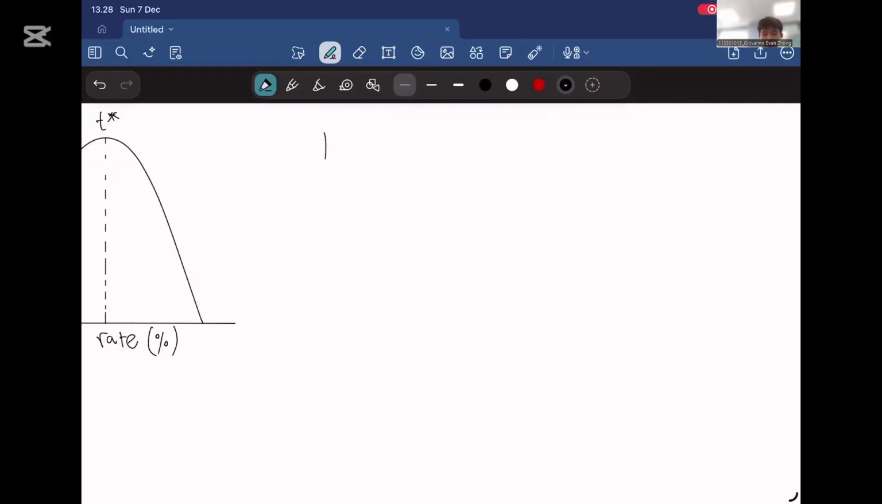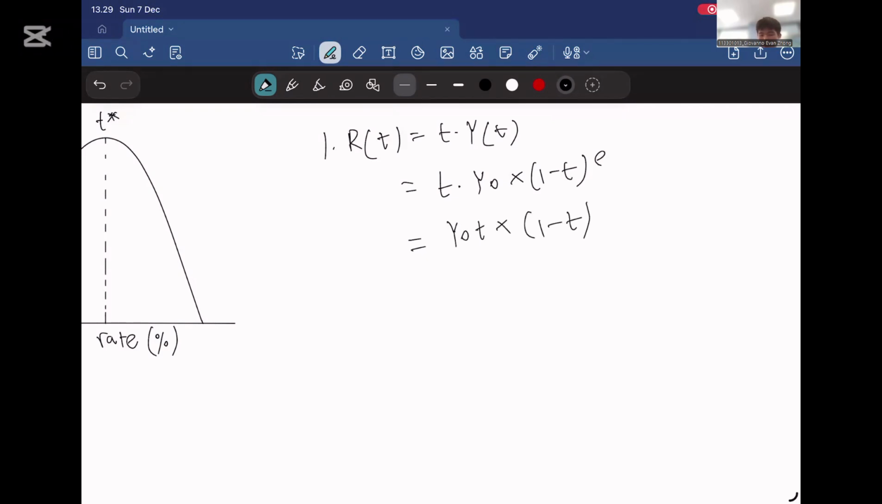So, number one, I'm going to find the R(T) first. R(T) equals T times Y(T), and Y(T) equals Y0 times (1 - T) to the power of E. So, T times Y0 times (1 - T) to the power of E. And the answer for R(T) is Y0 T times (1 - T) to the power of E.